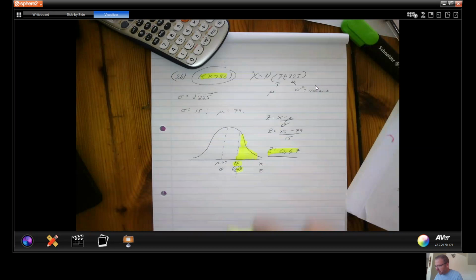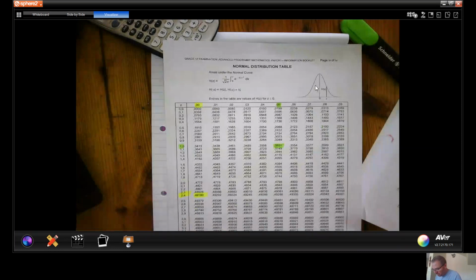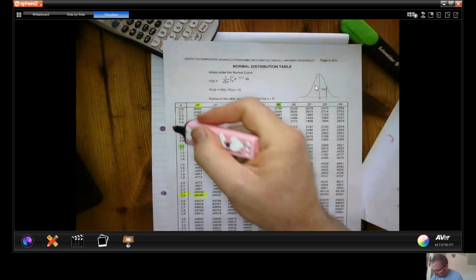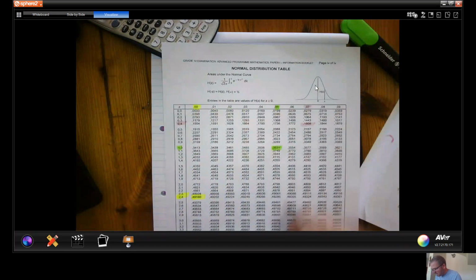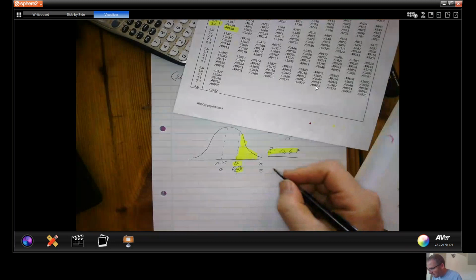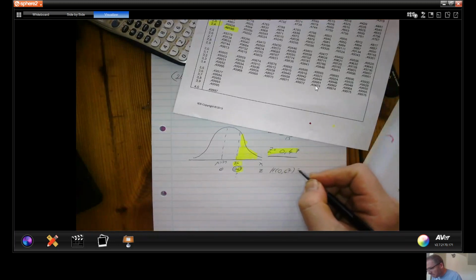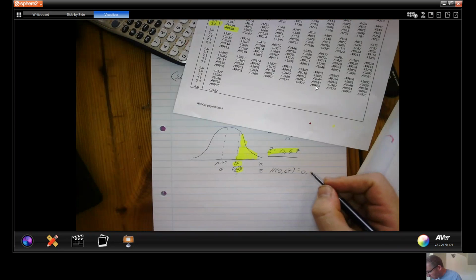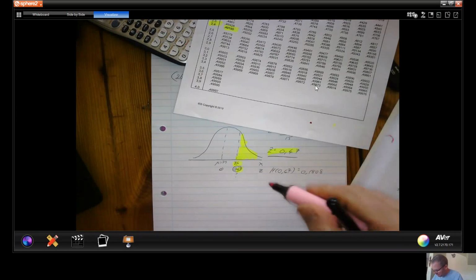Okay. So now we've got our table, and we look up a Z score of 0.47. 0.4 is over here, 7 is over there. Where do they meet? Voila. Okay, and you get, so you work out that H of 0.47 is equal to 0.1808, right?